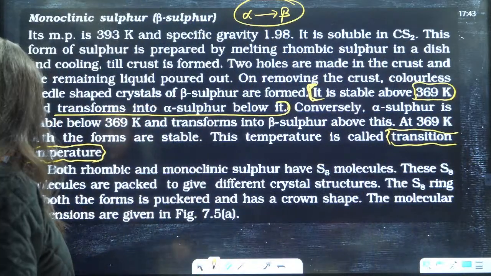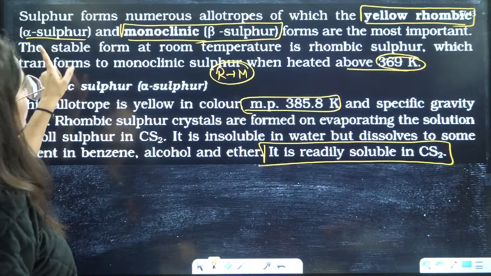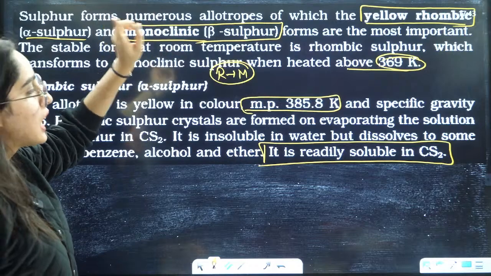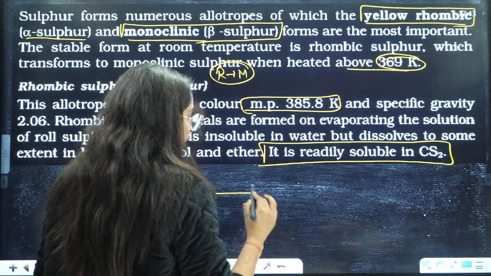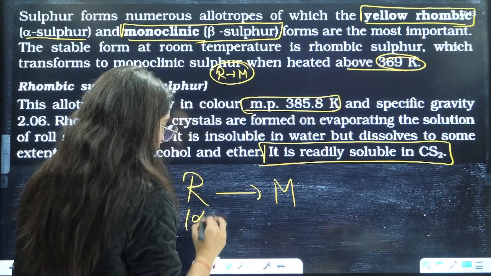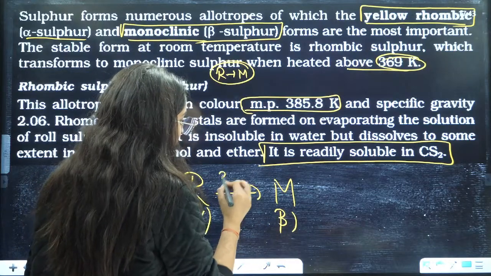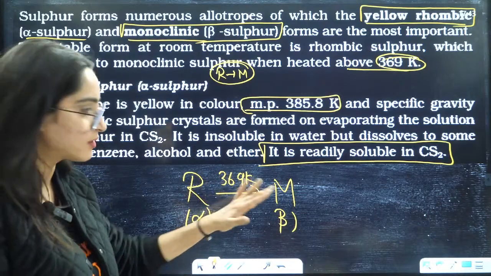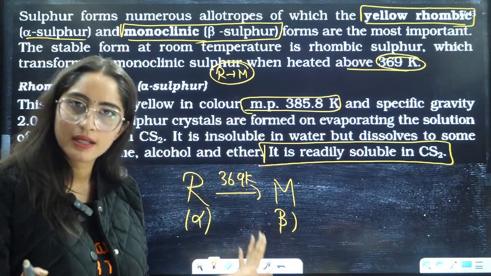That's it. What you need to remember from here, there are two things: alpha and beta. Alpha is rhombic, beta is monoclinic. Rhombic is converted to monoclinic, that means alpha to beta at 369 Kelvin. That is called the transition. That's what you need to remember, right?